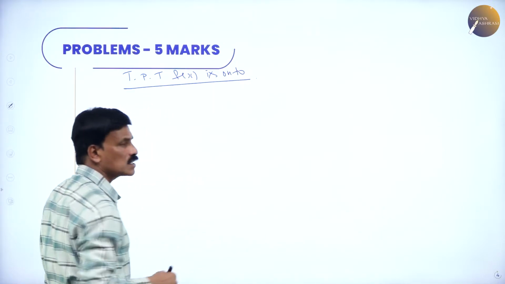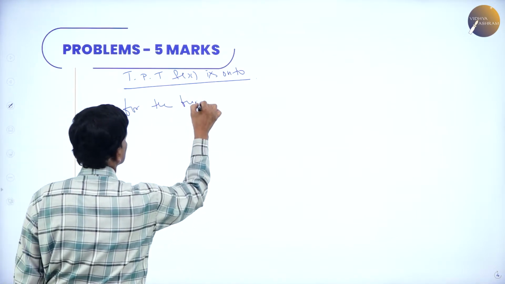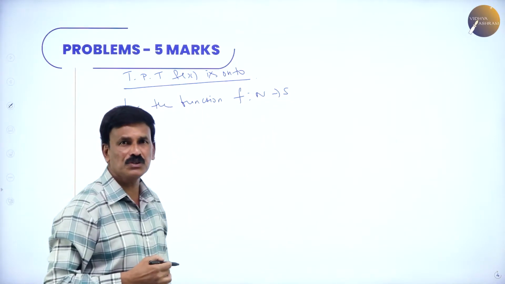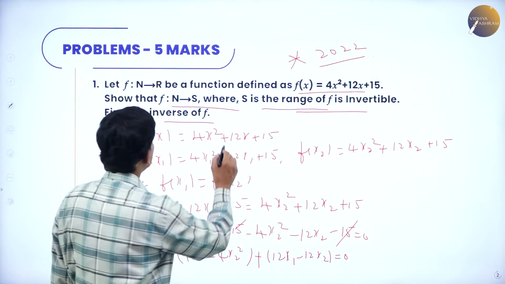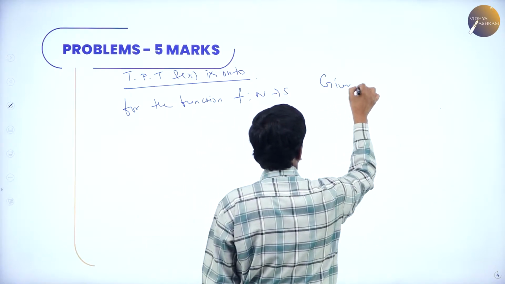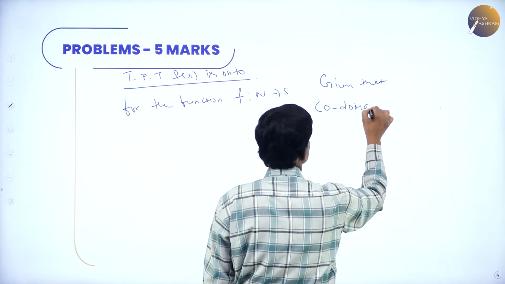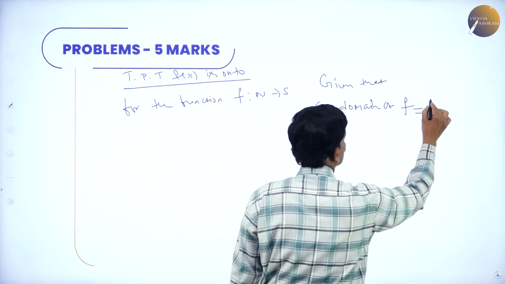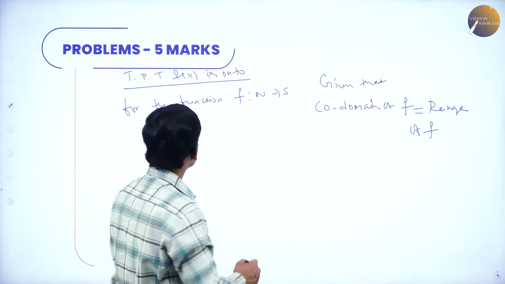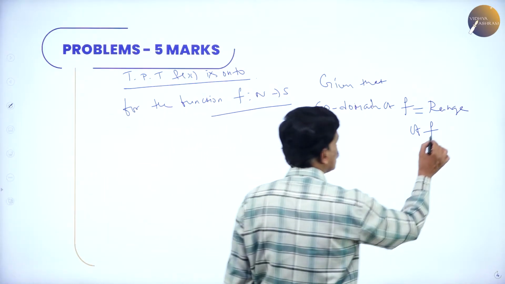To prove that f of x is onto, what is given? For the function f from N to S, what is given? See the given, S is the range of f. This is the given condition. Given that the codomain of f is equal to the range of f. This is given. So, what is given here? So, for the function f from N to S, given that the codomain of f is equal to the range of f, that is nothing but S.